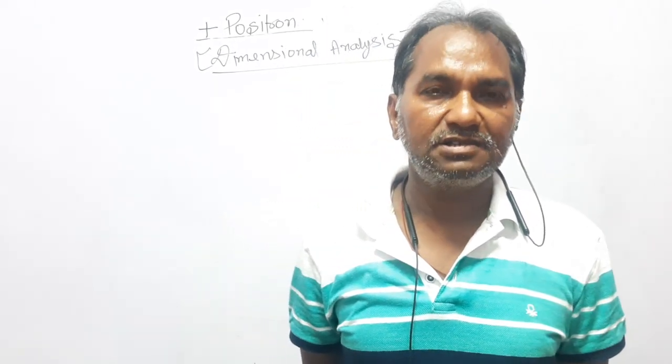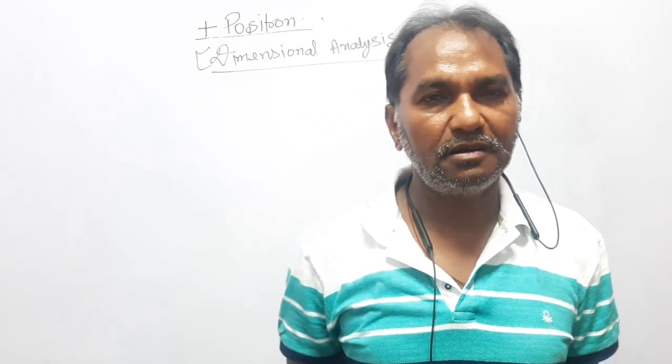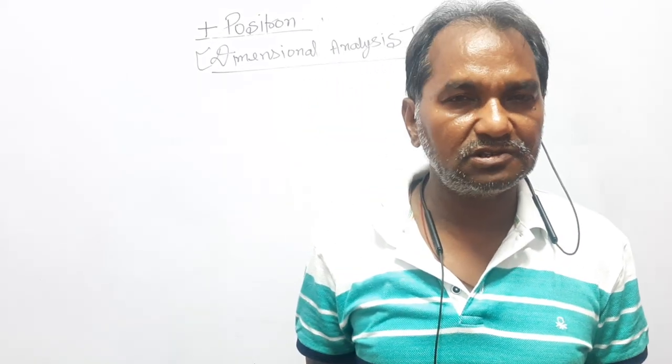Dear students, the name of my channel is Positron. It's interesting, you might ask why the name is Positron. You know the fundamental particles are electron, proton, neutron. Similarly, positron is a fundamental particle. Every fundamental particle has its antiparticle. So electron has the antiparticle positron. The mass of electron and positron is the same, but the charge is opposite in nature.